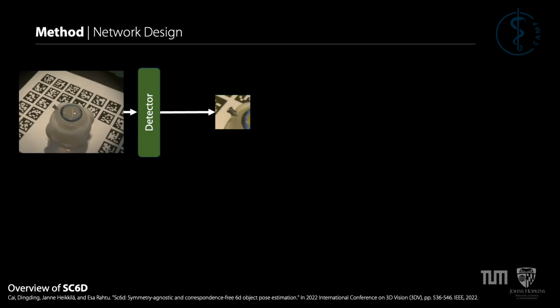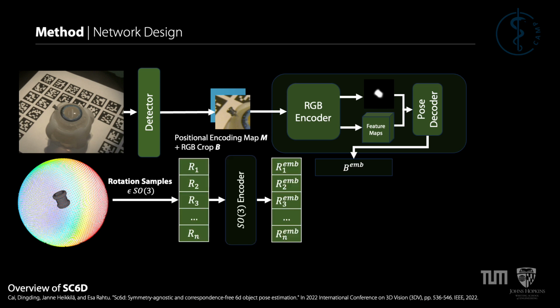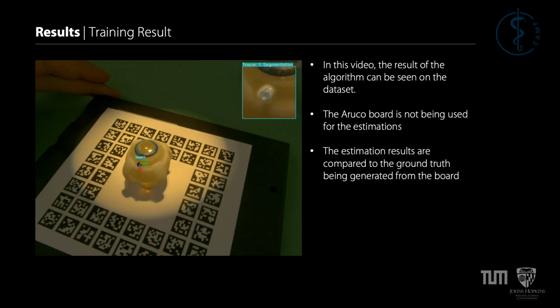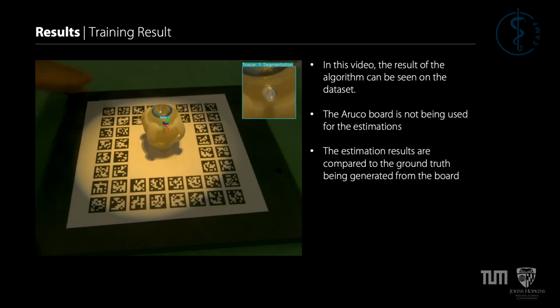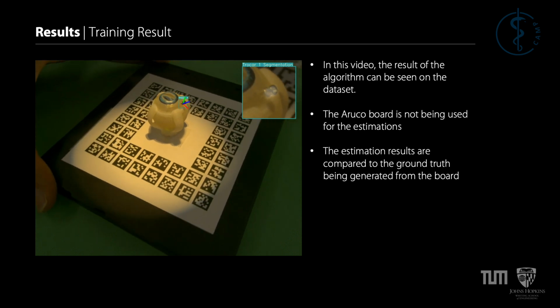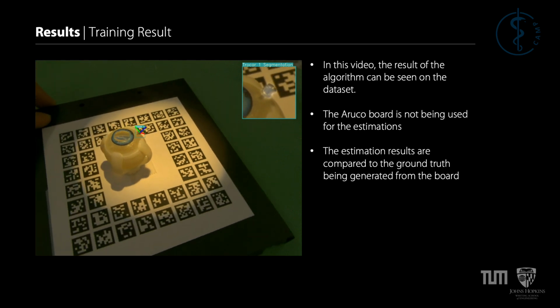Our learning approach is inspired by the SC6D work combined with a YOLOv7 object detector. This video demonstrates the result of the model on our data. For the purpose of the estimations, the board is not used, but for the evaluations, the results are compared to the ground truths based on the ArUco board.